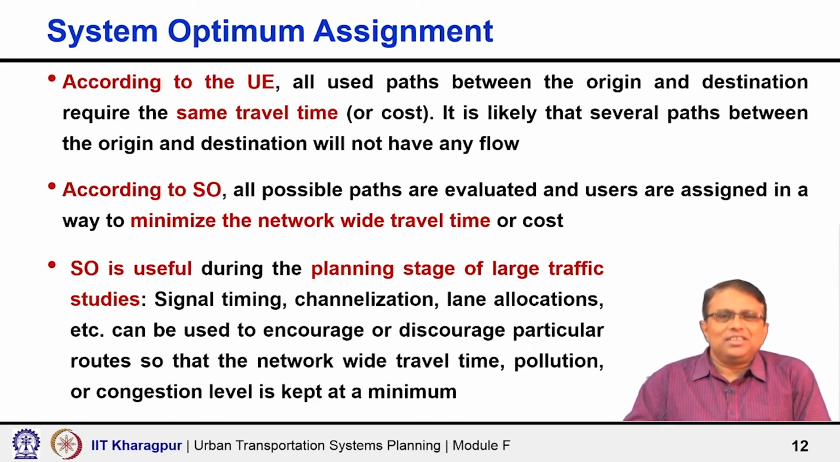So, what I said here, according to the UE, all used paths between the origin and destination require the same travel time or same cost. It is likely that several paths between the origin and destination will not have any flow. Maybe if they are higher, nobody is going to use that. But according to system optimal equilibrium, all possible paths are evaluated and users are assigned in a way to minimize the network wide travel time.